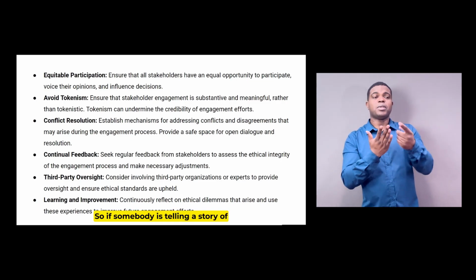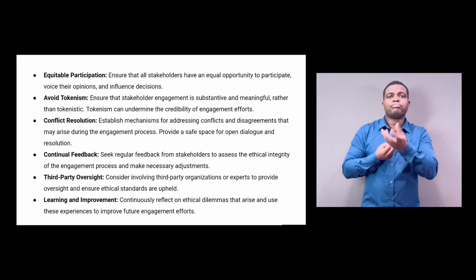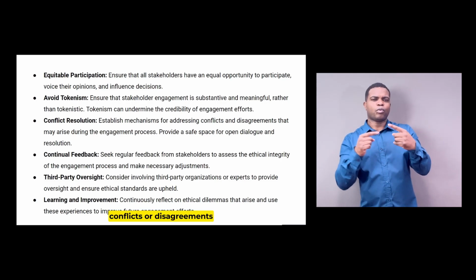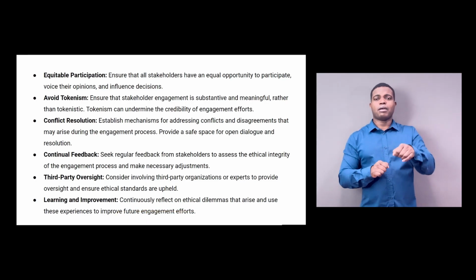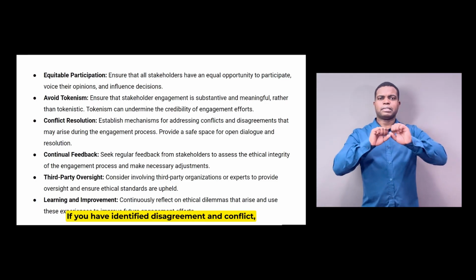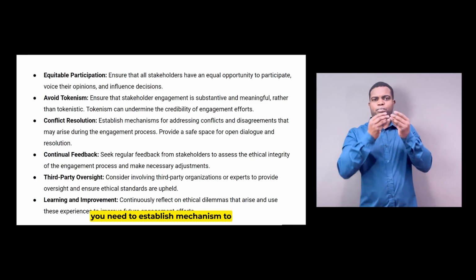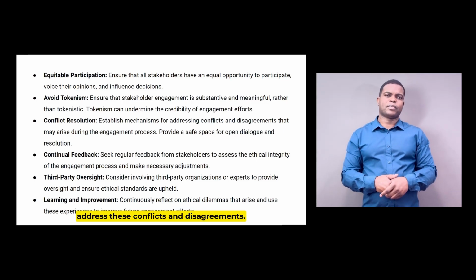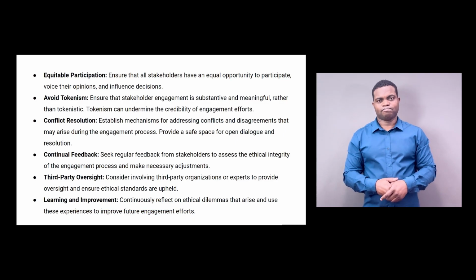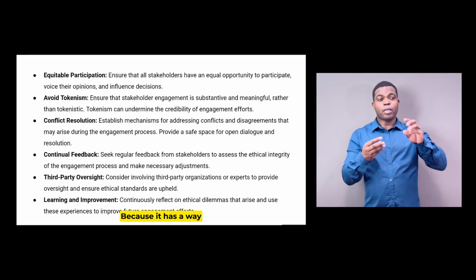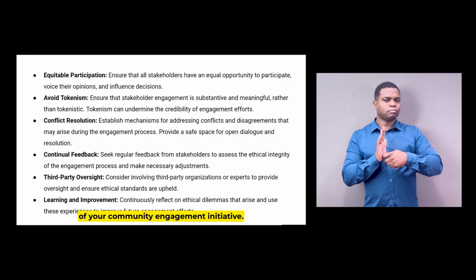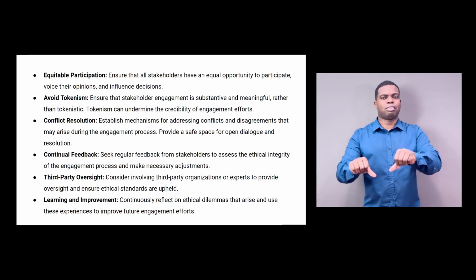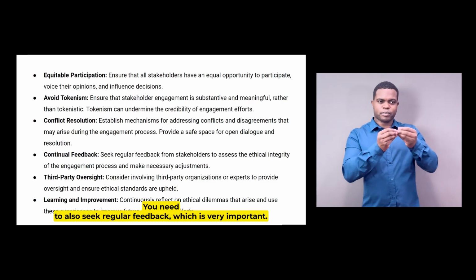So if somebody is telling a story of conflicts or disagreements with other group of people or other stakeholder, you need to establish mechanism. If you have identified disagreement and conflict, you need to establish mechanism to address these conflicts and disagreements, because conflict has a way of shaping the outcome of your community engagement initiative.